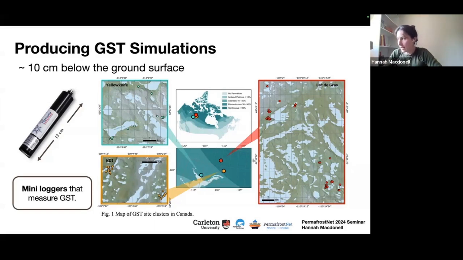So GST is an interesting variable. It's the temperature recorded just below the ground surface. And ground surface temperature is interesting because it can tell you a lot about what's going on below the ground surface. And it's also relatively inexpensive to measure, especially if you compare it to something like putting in a borehole. So these mini loggers in the upper left-hand corner, that are used to record temperatures, are quite small, comparable to something like a HOBO logger, if you've ever seen one of those, or the same size as a tube of mascara. And you just plunk that in the ground 10 centimeters below, and it'll be able to record temperatures.